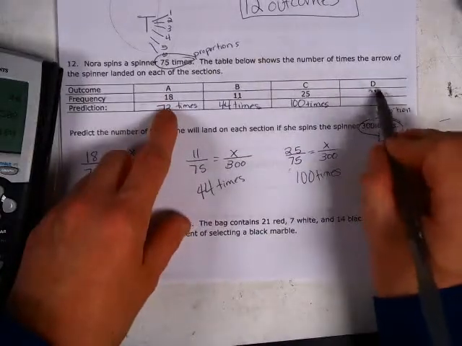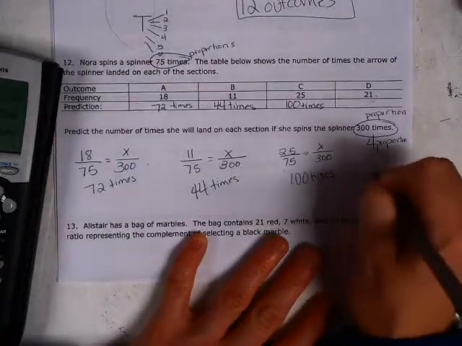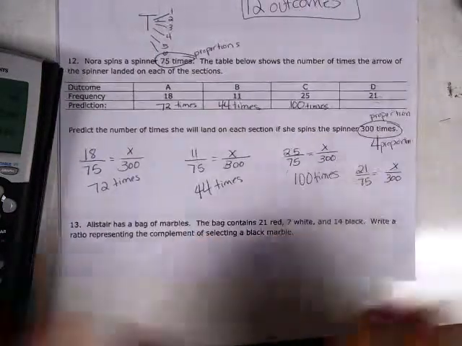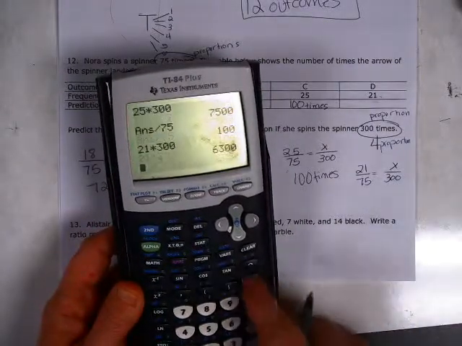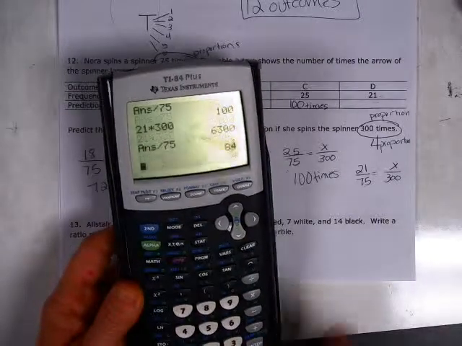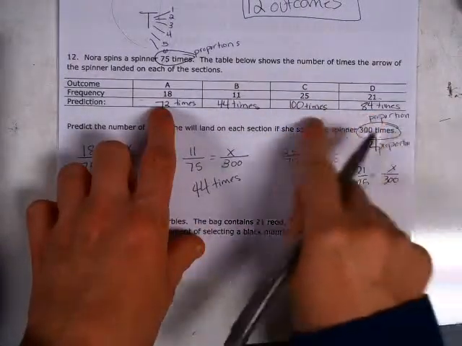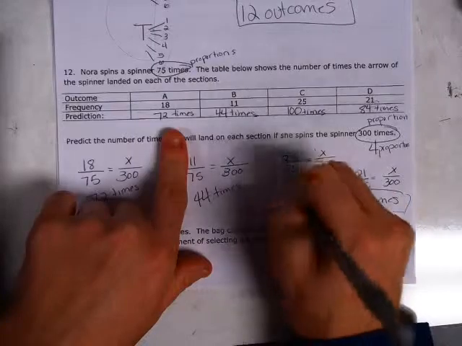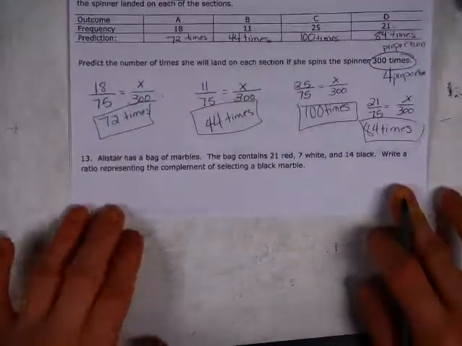If you make the prediction that 21 is going to be somewhere between 100 and 72 times, let's see if we're right. Okay, so we have 21 out of 75. We want to know for 300. So 21 times 300 divided by 75, and you get 84. Were we right? Is 84 between 72 and 100? Yep. So all of our answers are logical. And yes, this one requires a lot of work. It's simple work, it's just proportions, but it does require quite a bit.